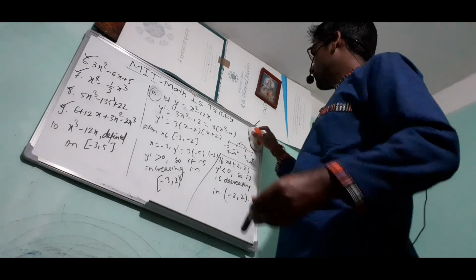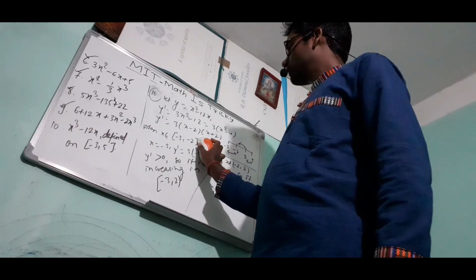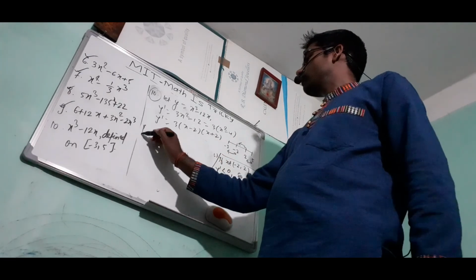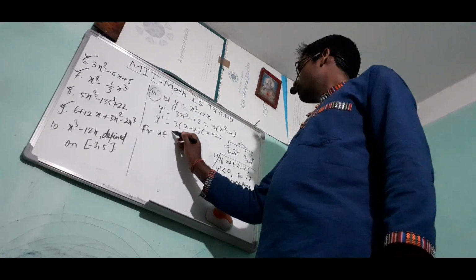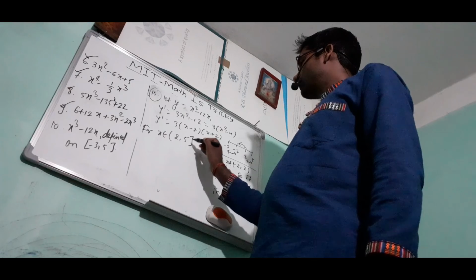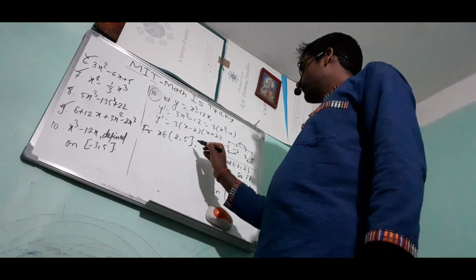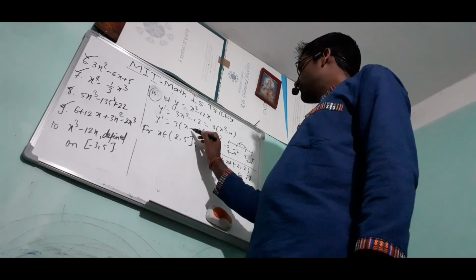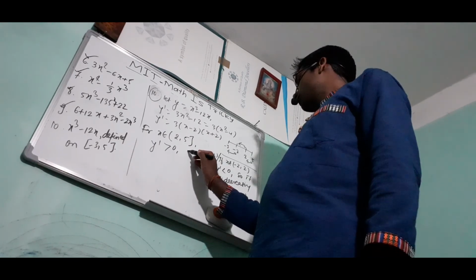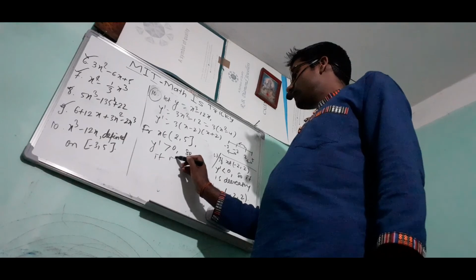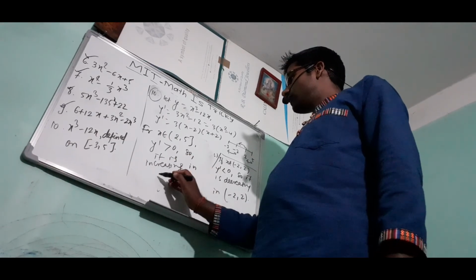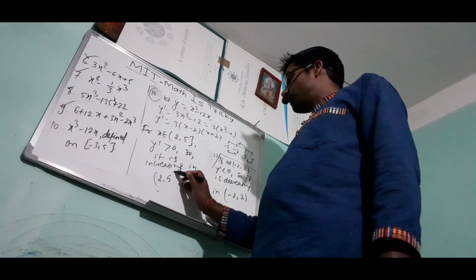Okay, so for the last interval, we can check for x belongs to 2 to 5. If we take 2 to 5, closed at 5, if we take more than 2, so it is here 3, positive, so y dash will be positive, so it is increasing, we can write increasing in interval 2 closed at 5.